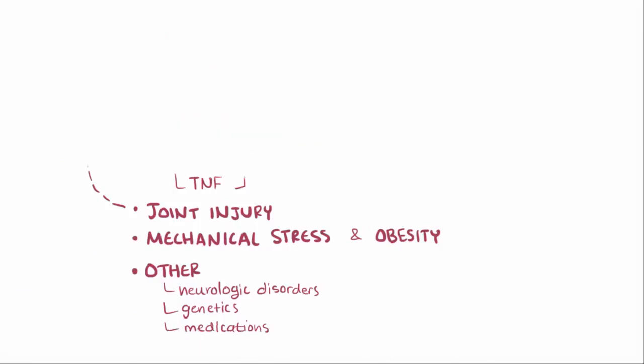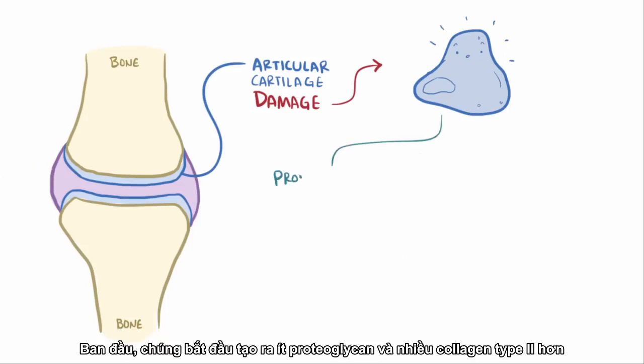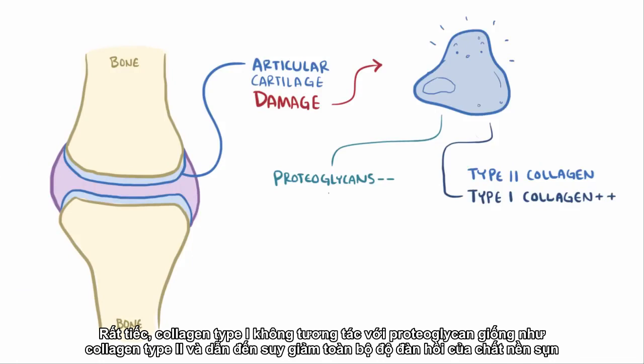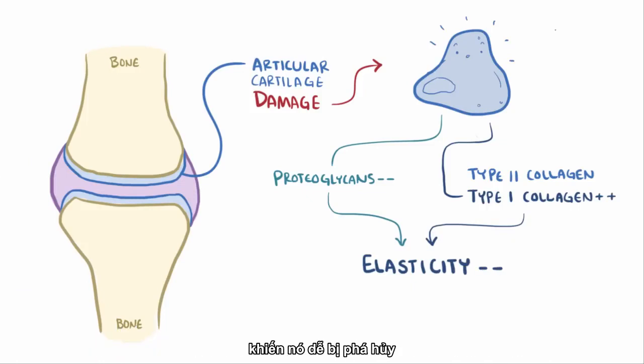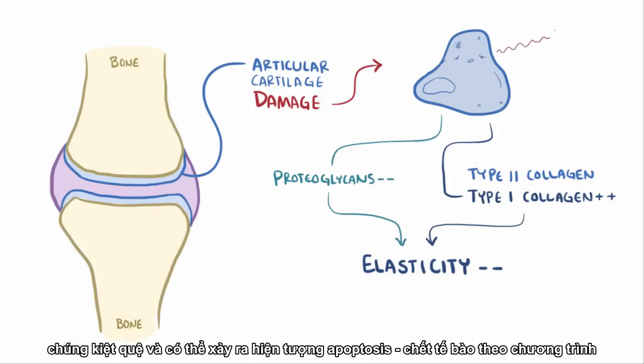Whatever the initial cause of articular cartilage damage is, it gets the chondrocytes to start trying to repair the cartilage. They initially start making less of the proteoglycans and more type 2 collagen, but soon switch over to making a different collagen type, type 1 collagen. Unfortunately, type 1 collagen doesn't interact with the proteoglycans in the same way, and there's this overall decrease in elasticity in the cartilage matrix, allowing it to break down. Eventually, though, over the course of years, chondrocytes aren't able to keep up, and they become exhausted, and they can undergo apoptosis, or programmed cell death.